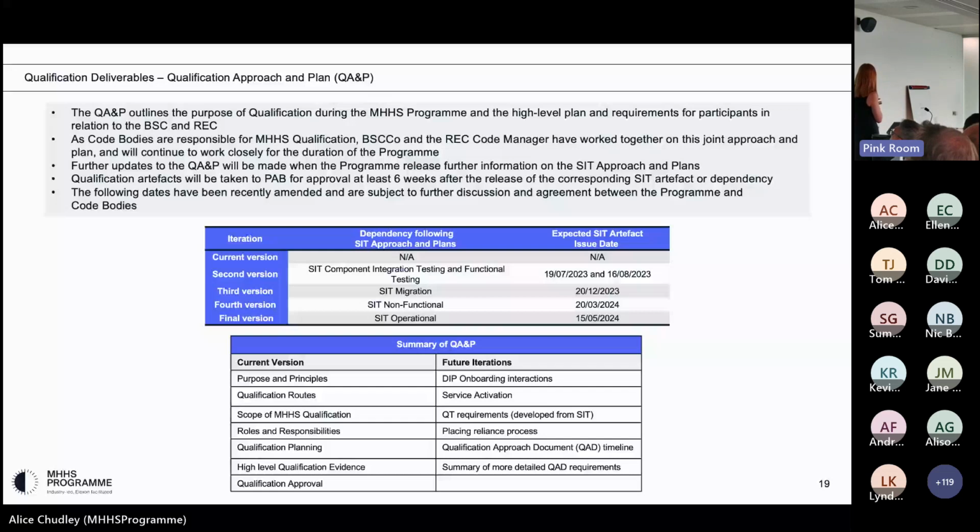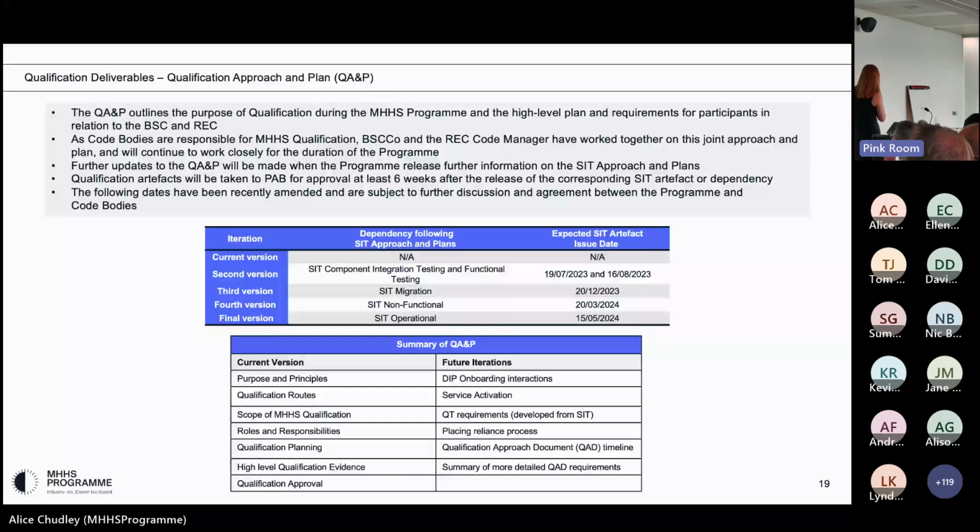Essentially, there are going to be a number of iterations of this, and the reason we've set it up that way is that we have to tally in nicely with the system integration testing development. So essentially we'll be waiting for the products that come from system integration testing, their associated approach and plans. We'll be looking at those, seeing how they need to be adapted for qualification and feeding those into the future iterations of the qualification approach and plan.